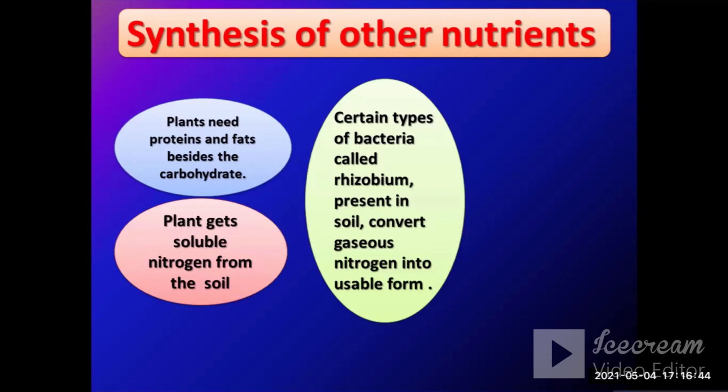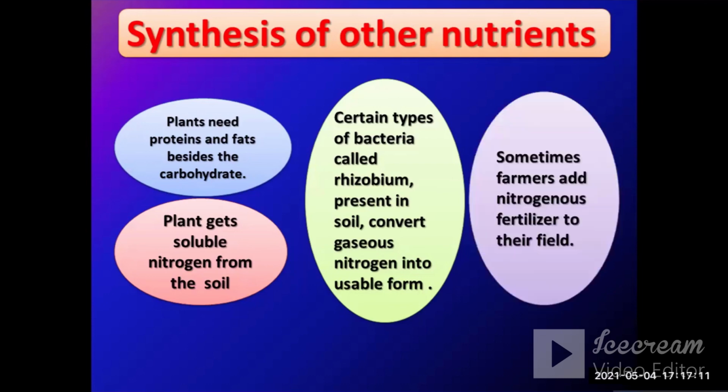The decomposition of dead bodies of plants and animals also converts the nitrogen present in their body into soluble form with the help of fungus and bacteria. So there are organisms which help in converting the organic substances into nitrogenous compounds, which can be easily taken in by the plants through the root. Sometimes farmers add nitrogenous fertilizers to their field. So this is how plants take the nutrients, the minerals, and convert them into fats and proteins, which are needed for building up their body as well.